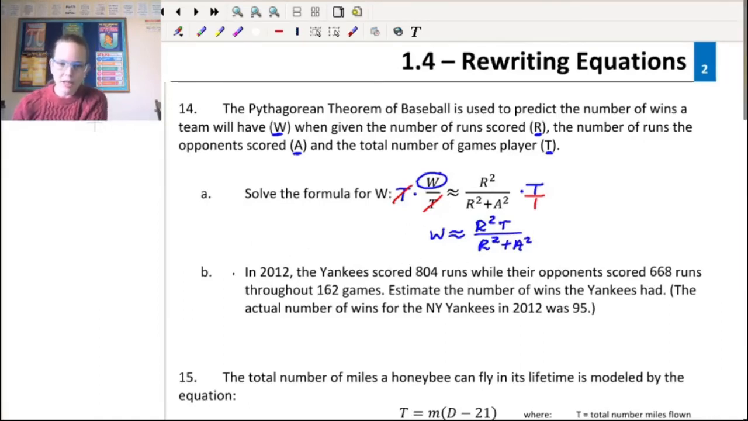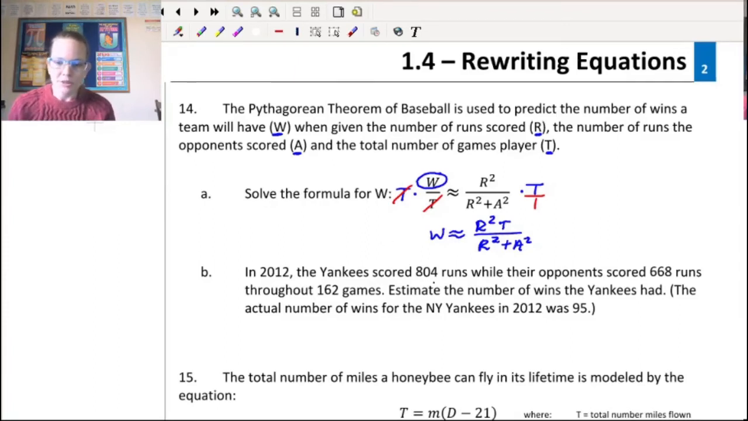That's it for part A. Part B: in 2012, the Yankees scored 804 runs, while their opponents scored 668 runs throughout the 162 games. So they played a total of 162 games. Estimate the number of wins the Yankees had.